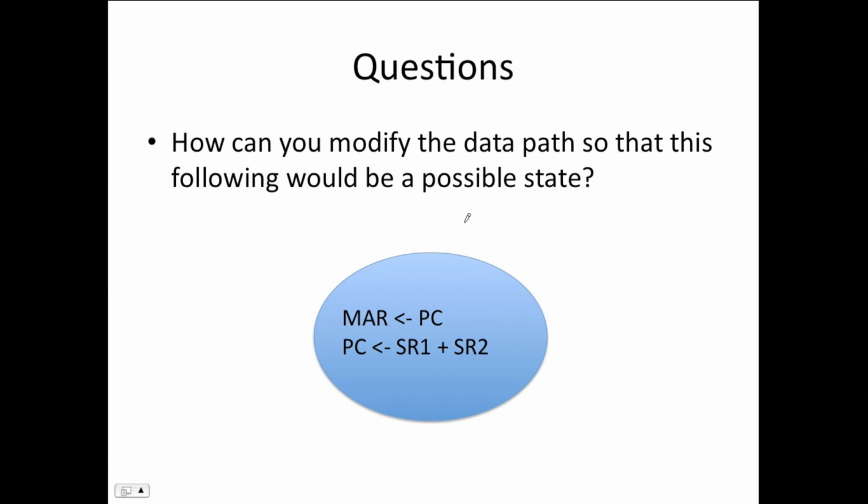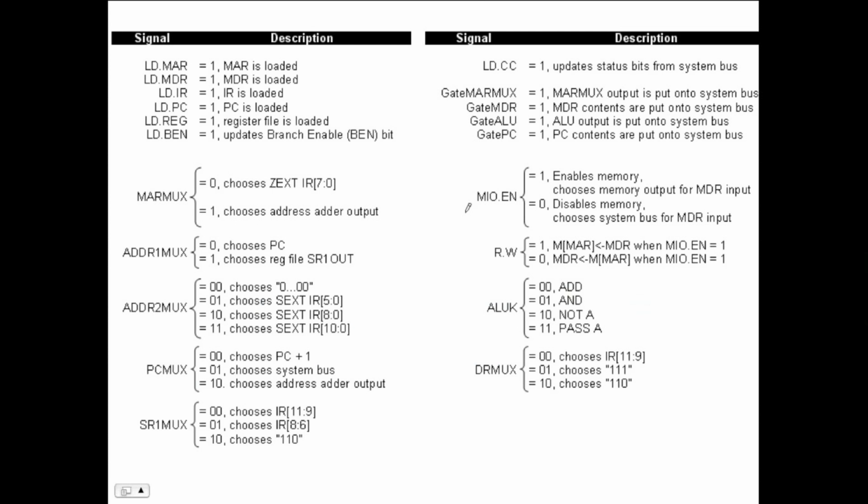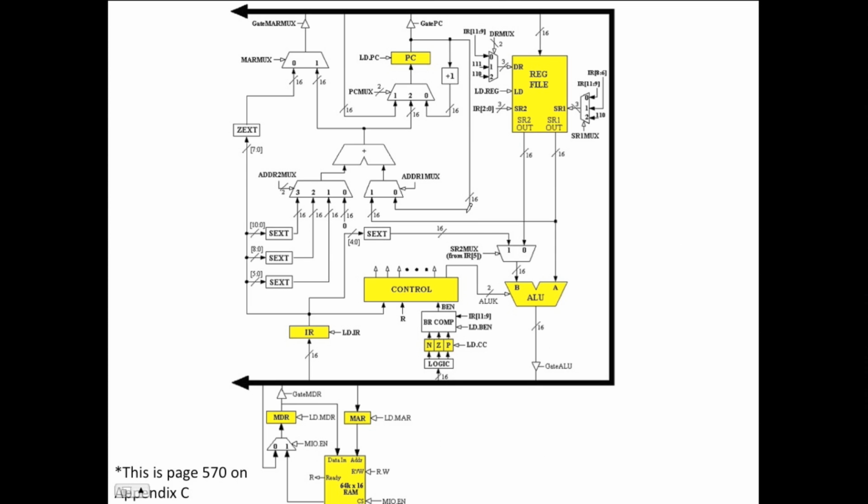Okay, again, let's go back to the data path. We're storing PC into MAR. Also, at the same time, we're adding SR1 and SR2 and replacing that to the PC. So, as we did before, we can see PC is here and MAR is down here. In order to send PC to MAR, we need to use this bus in here.